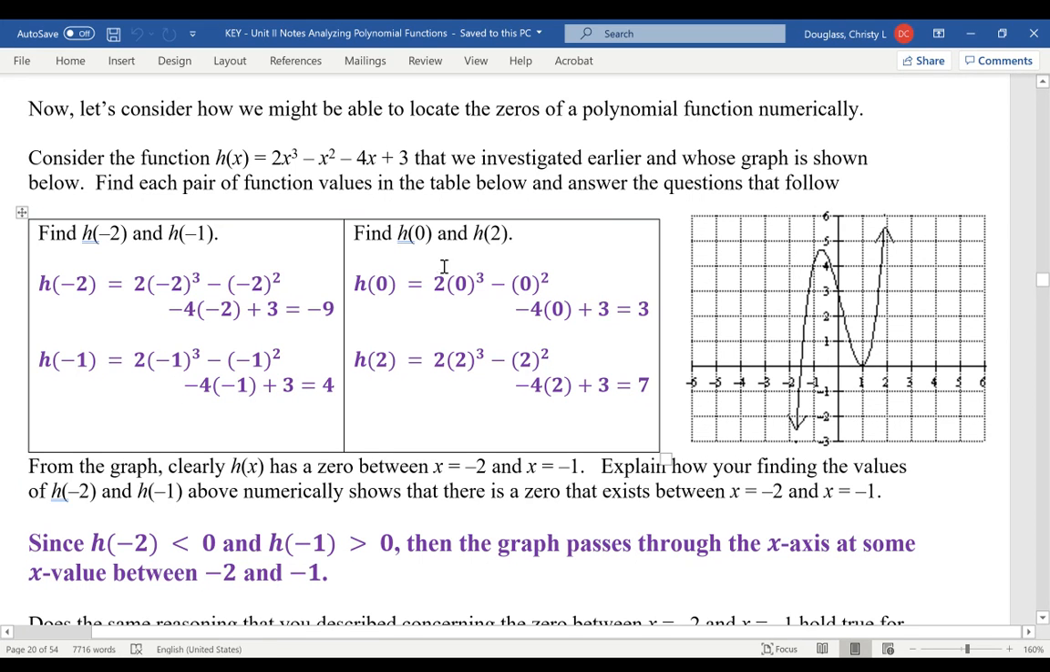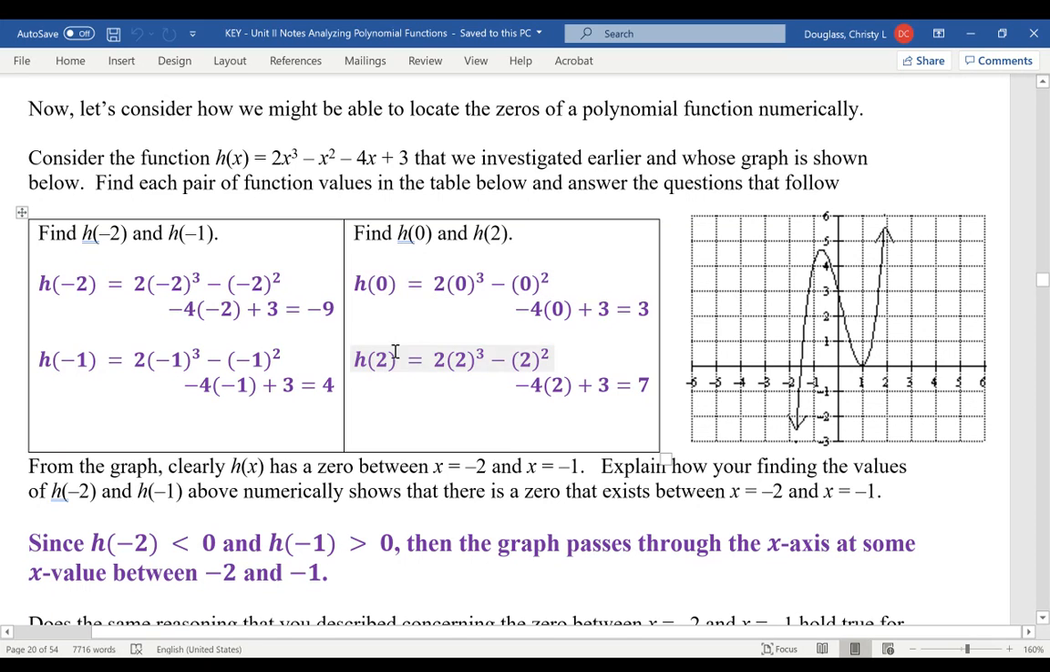Let's take a look at the next box, h of 0 and h of 2. When I substitute 0 into my function, I get a positive value of 3. 0, 3 represents a point above the x-axis, which you can clearly see on the graph. When I substitute 2 into h, I get 7, another positive value. That point is not quite on the graph, but you can see how it would be if we extended this graph a little higher.